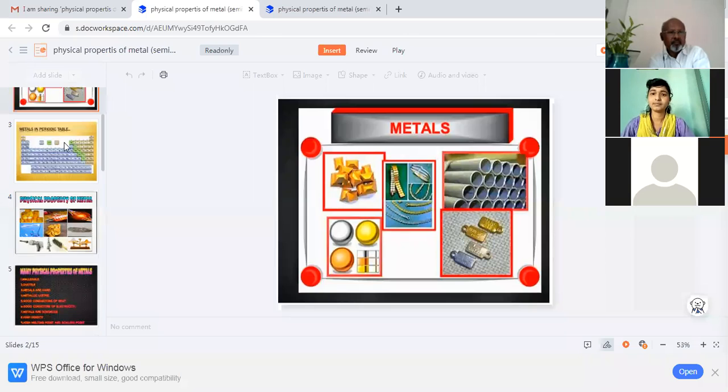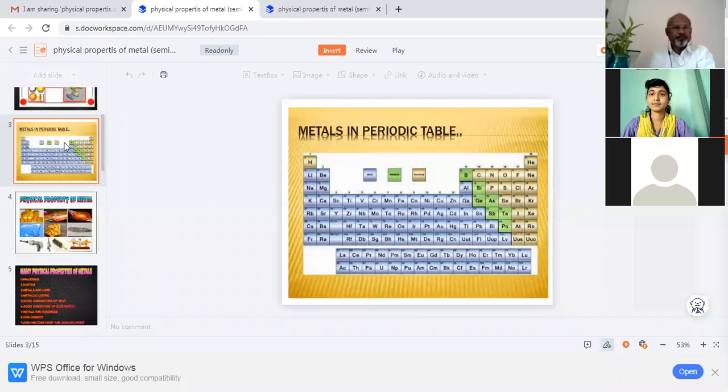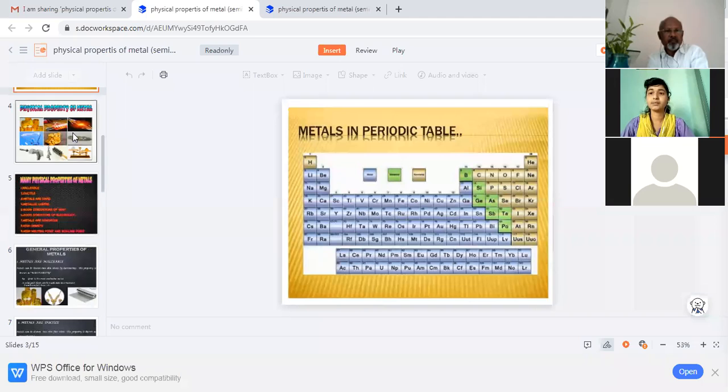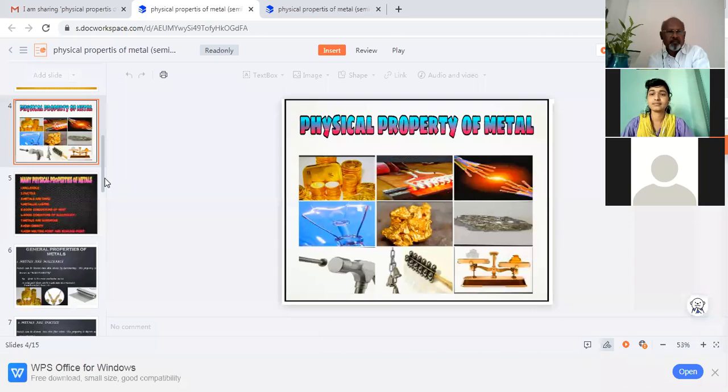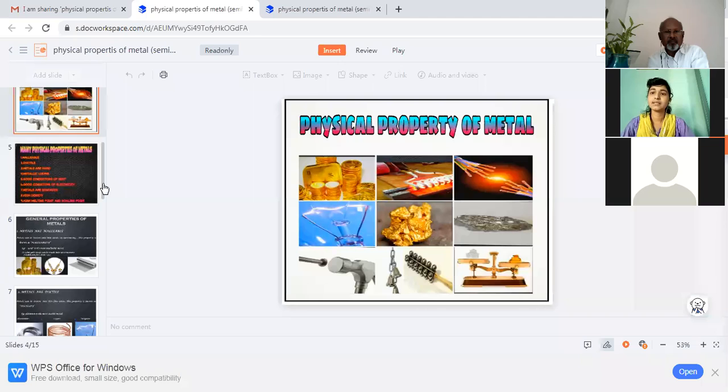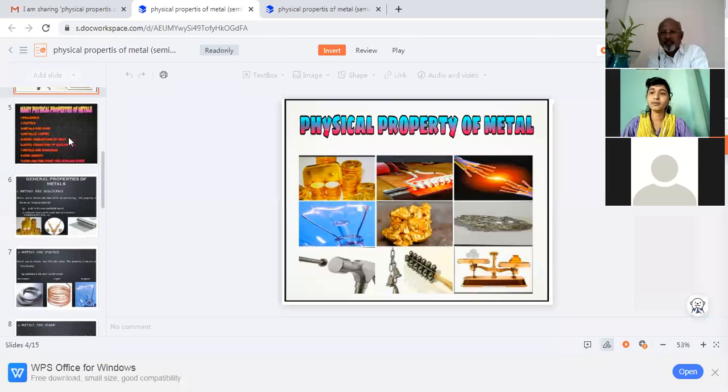Next. Metals in the periodic table. The position of metals in the periodic table: the left-hand side of the periodic table. Gray color indicates all are metals. Next. Let's start with the physical properties of metals. What is meant by physical property of metals? A physical property can be observed or measured without change in the chemical composition of matter. This is known as a physical property of metals.